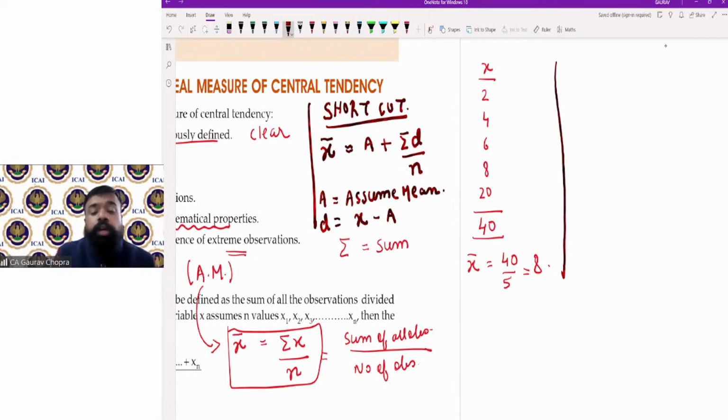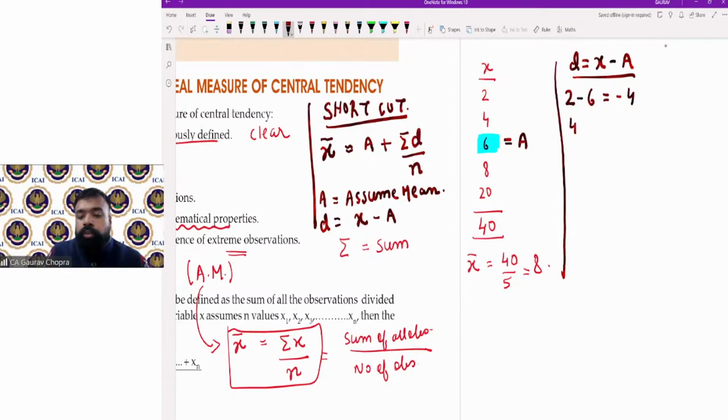So, first of all, we have to assume A. So, let us assume 6. So, we have taken A as 6. Now, what we have to calculate? D. And D will be calculated as X minus A. Deviation of X from assume mean. So, 2 minus 6 will give you minus 4, 4 minus 6 minus 2, 6 minus 6 will give 0, 8 minus 6 is 2, and 20 minus 6 is equal to 14.